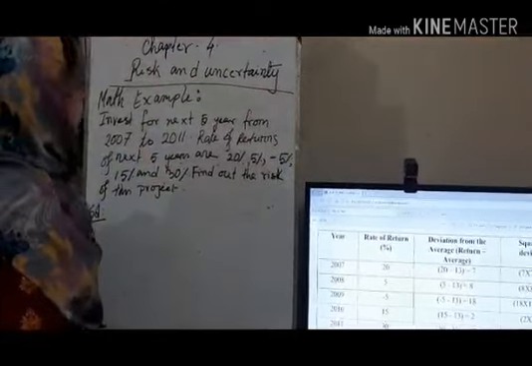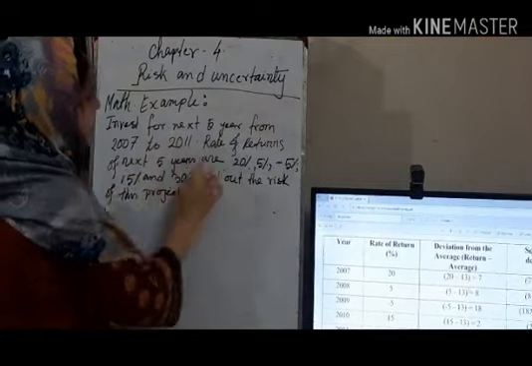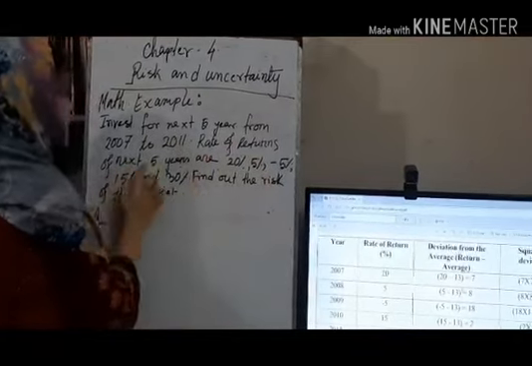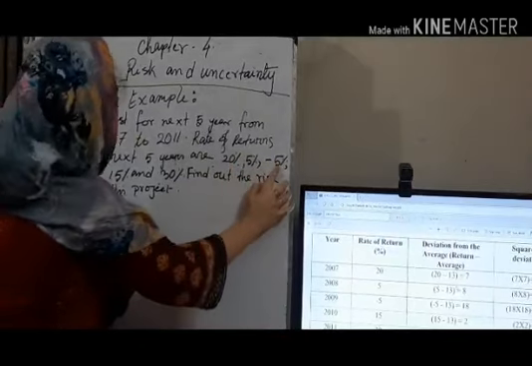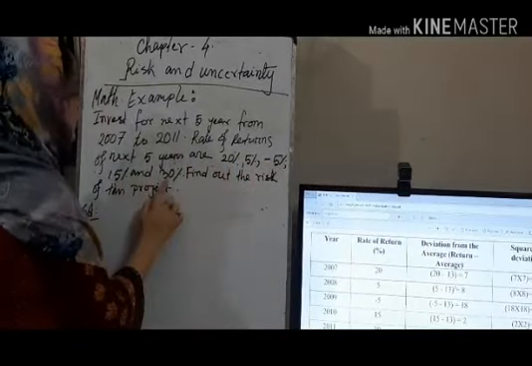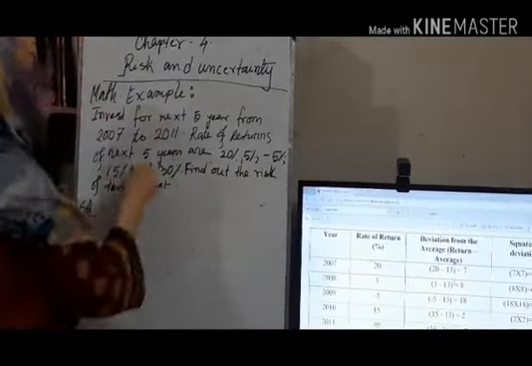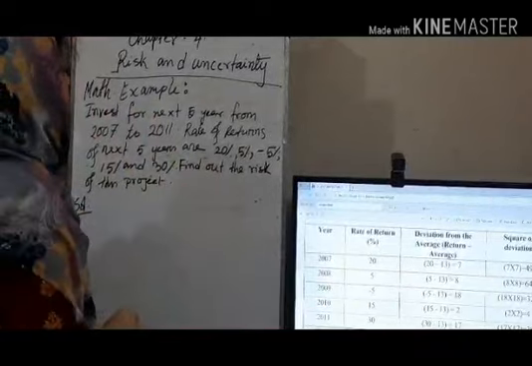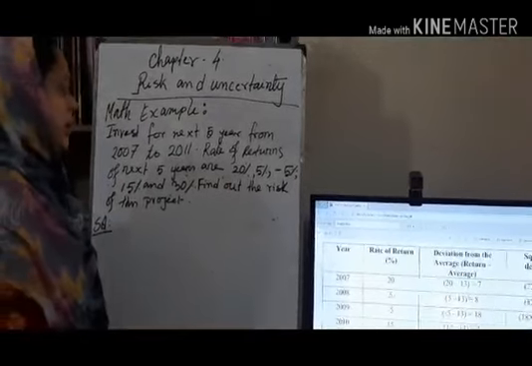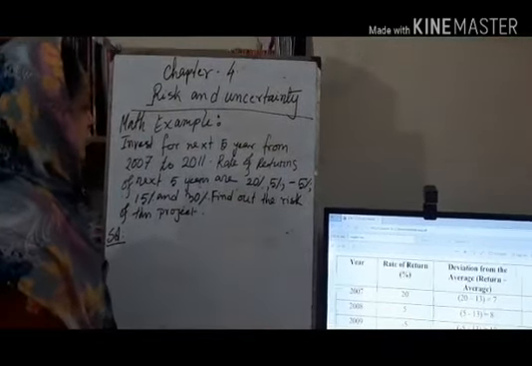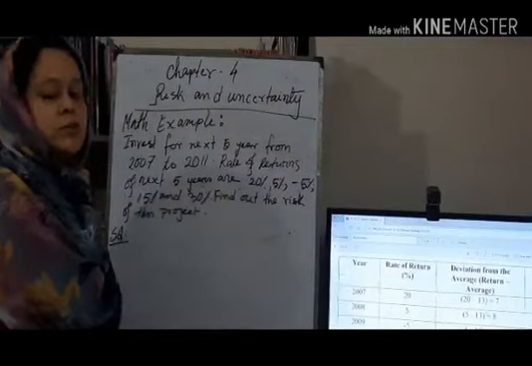Invest for the next 5 years, from 2007 to 2011. Rates of return for the next 5 years are 20%, 5%, minus 5%, 15% and 30%. Find out the risk of this project. For this project we have to find out the risk, and with the help of standard deviation we can calculate the risk. To find out the risk, I have to find out at first the average rate of return.